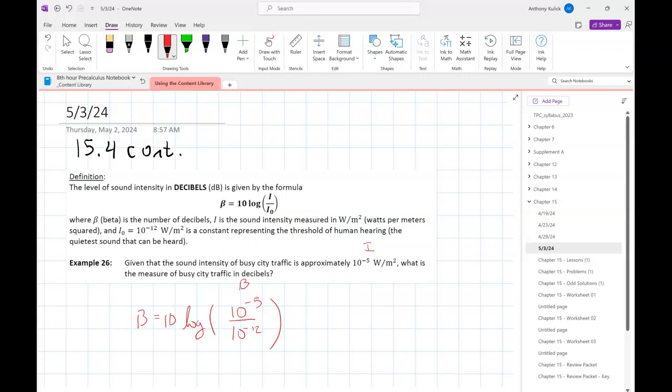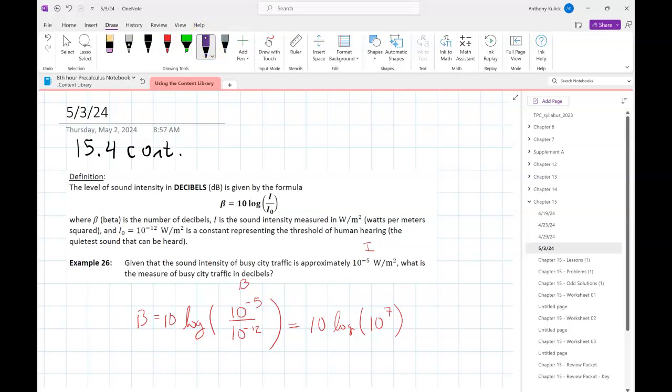Is everybody okay with where I plug things in? All right, participation. How do I simplify 10 to the negative fifth divided by 10 to the negative 12th? We subtract the exponents. Negative 5 minus negative 12 is? Negative 5 minus negative 12 is 7.